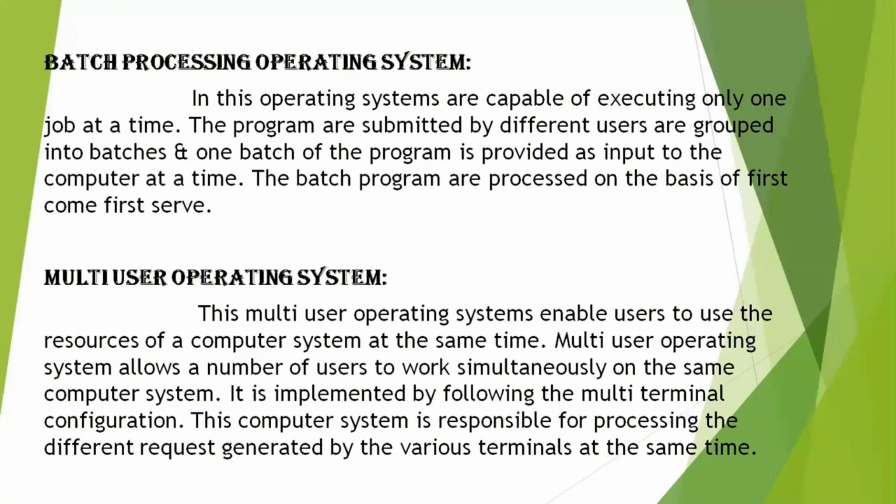In this type of configuration, a single powerful computer system is connected to multiple terminals through serial ports. Through serial ports, we can connect each and every one. This computer system is responsible for all the different requests generated by the various terminals at the same time. The devices connected to the various terminals include keyboard, mouse, and monitor. The central computer system is equipped with a fast processor and a large-capacity memory to cater to the multiple requests of the end users.